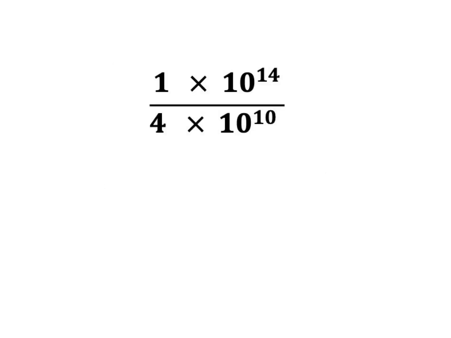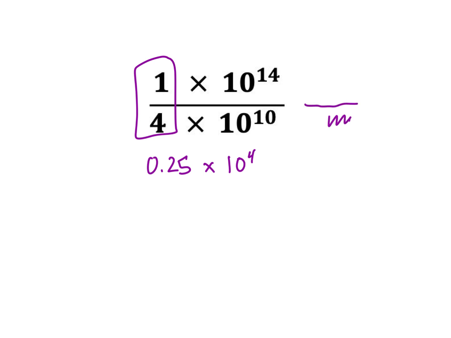All right, when I do division, I'm going to use the quotient rule. I'm going to divide this, but this time I actually do want to see it as a decimal. So I've got 0.25 times 10, and then when I find the difference here, I have 4, and it's a positive 4 because it's on the top. So if you solve this and you get numbers that are on the bottom, treat those as a negative exponent.